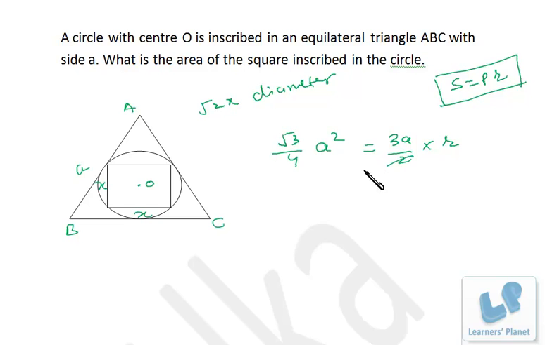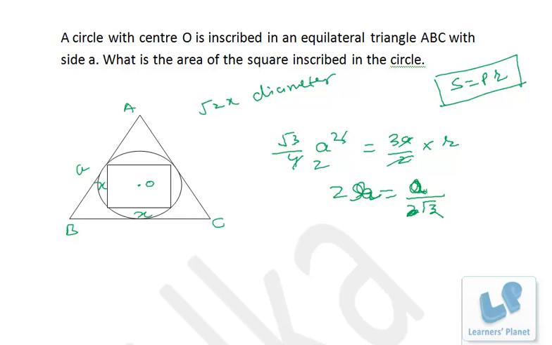So, I'm sorry, R is equal to A upon 2 root 3. Okay, that means inradius is A by 2 root 3. That means 2R, that is diameter, will be A by root 3. Right? Now this is 2R, this is root 2x, and both of them represent diameter of this circle, or we can say diagonal of this square.